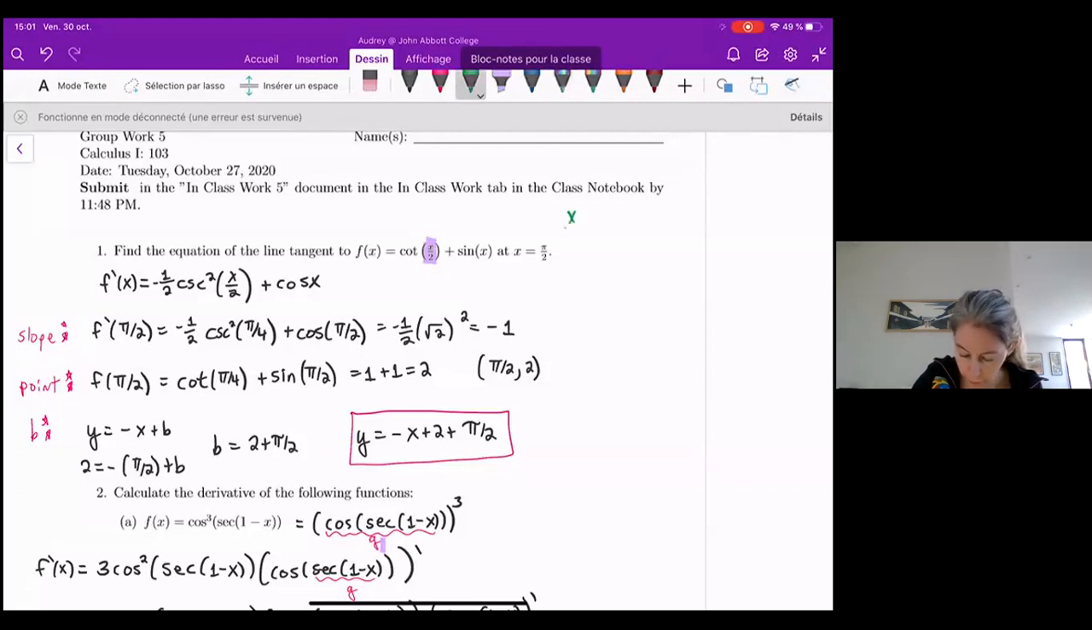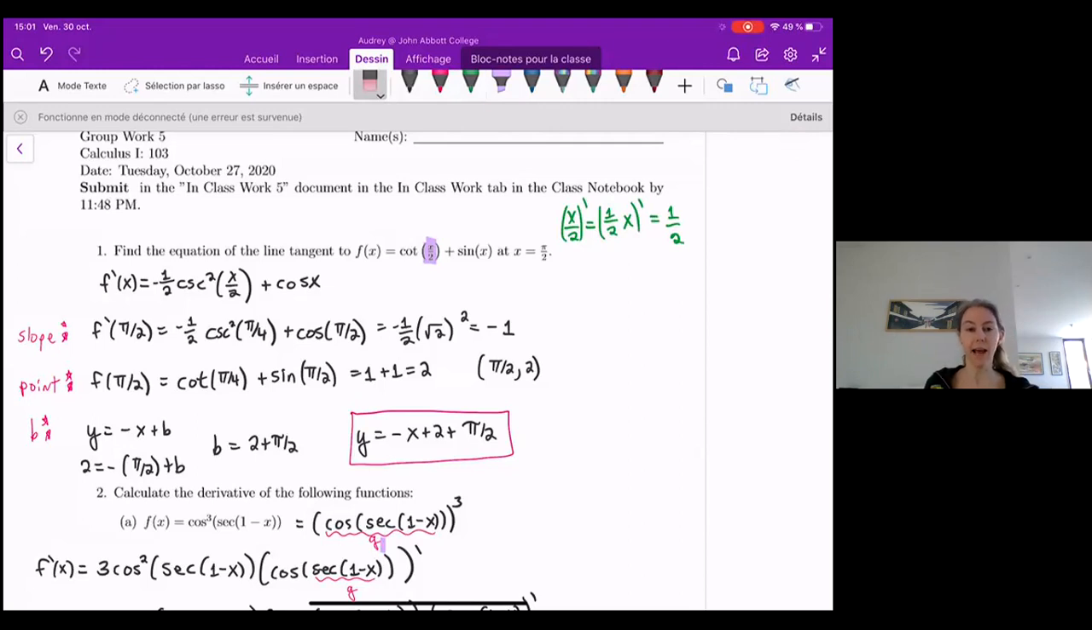X over 2 is actually just the same thing as 1/2 x. So in other words, it's actually just a constant times x. So if I'm doing the derivative of x over 2, that's the same thing as doing the derivative of 1/2 x. And so it's just 1/2. In the same way that the derivative of 2x is just 2, the derivative of 5x is just 5.